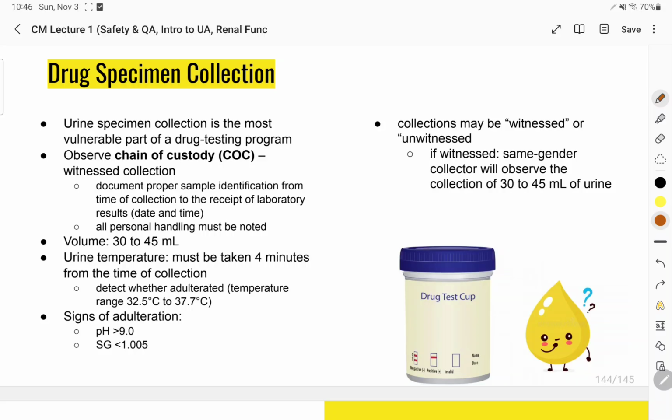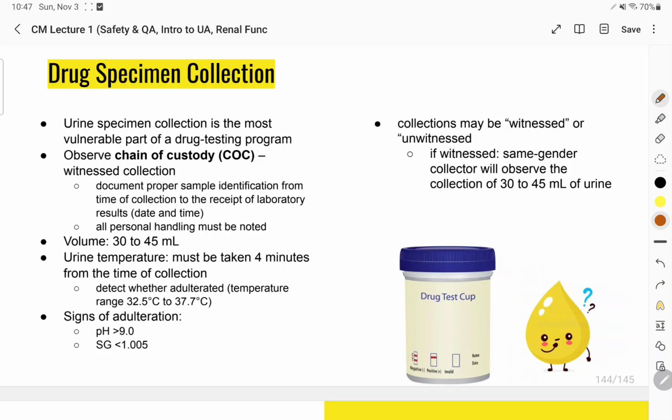The temperature will also tell if the sample is adulterated, because a temperature of 32.5 to 37.7 is the acceptable range. If it is outside that range, your specimen is adulterated. And signs of adulteration are a pH greater than 9.0, which is beyond the normal pH of urine, and a specific gravity less than 1.005. And again, collections may be witnessed or unwitnessed. If witnessed, the person accompanying you must be of the same gender.